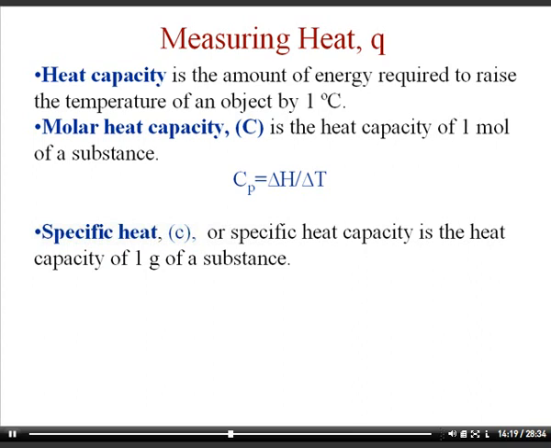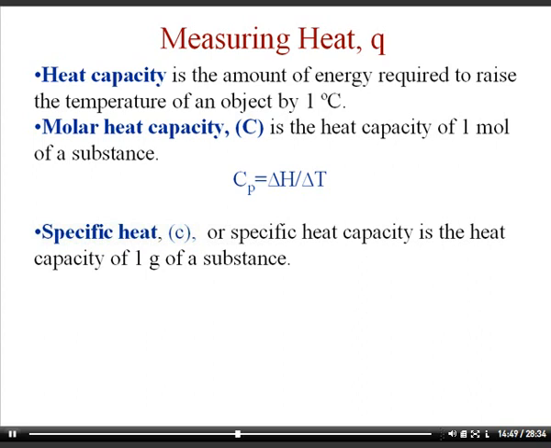Heat capacity is the amount of energy required to raise the temperature of an object by 1 degree Celsius. So if you had a block of metal and you wanted to change its temperature from 30 degrees Celsius to 31 degrees Celsius, the amount of heat that was needed to change its temperature is called the heat capacity. So it's very unspecific about how much stuff you've got. The molar heat capacity specifies that you're dealing with 1 mole of the substance and you're changing its temperature by 1 degree.